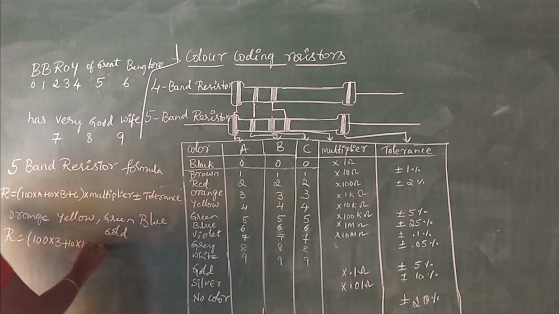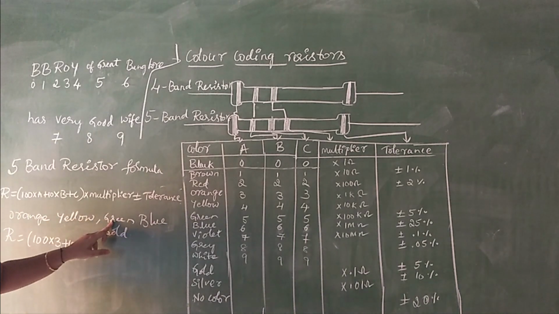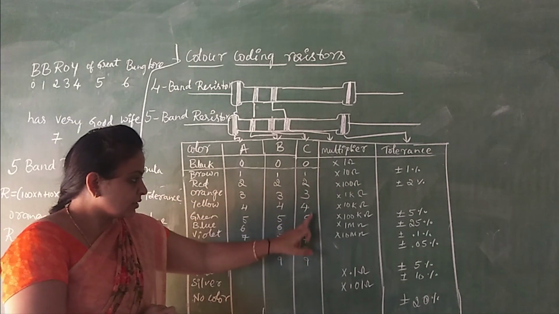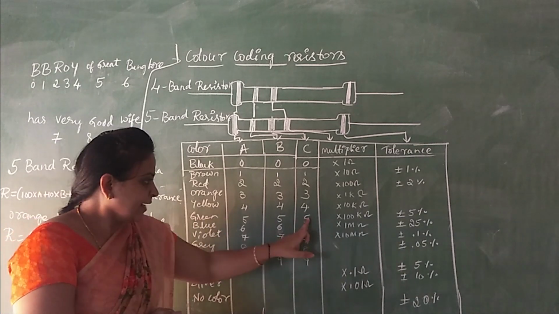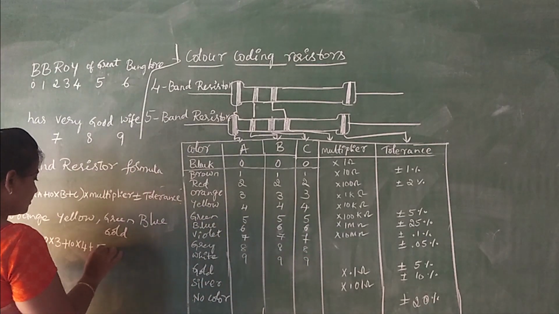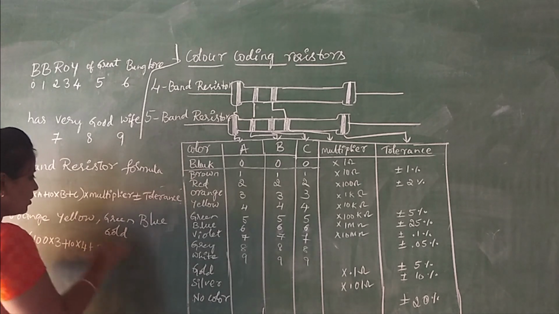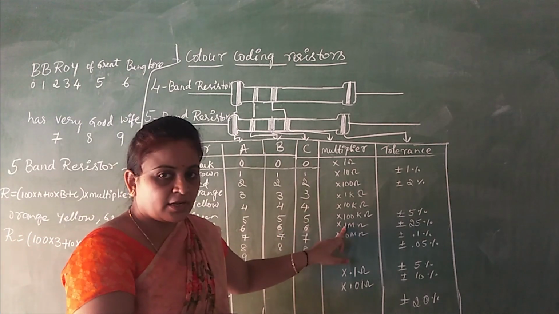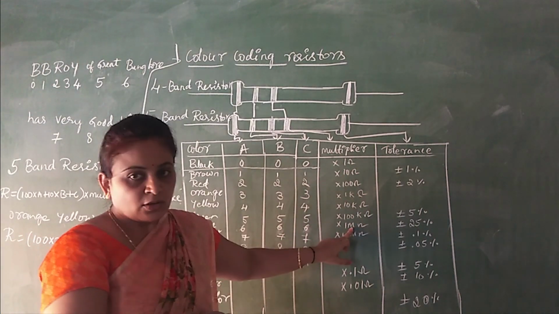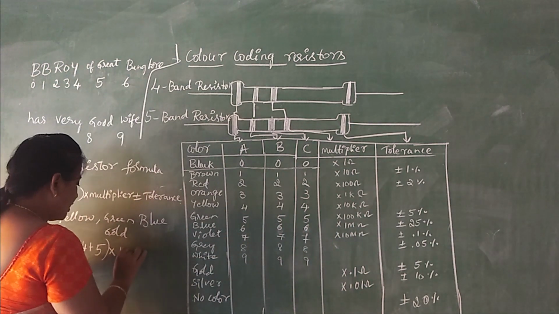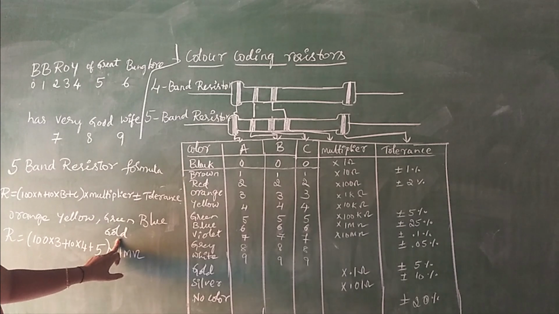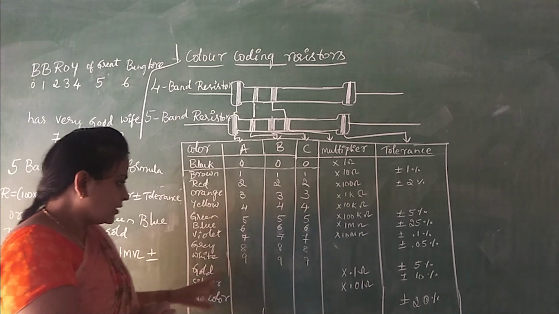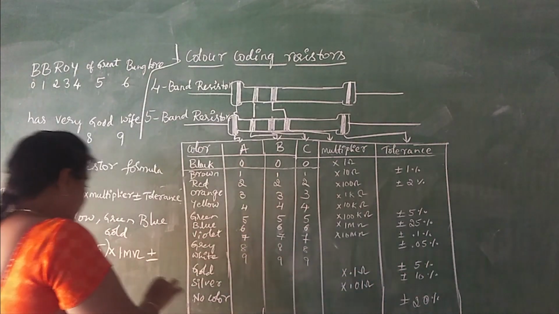Next, plus C. C means the green color here. So go for green, where it is green in the C column. Green indicates 5, plus 5. Close the bracket, into multiplier. The multiplier is the blue color. Blue stands for 1 mega ohm in the multiplier column. Right, 1 mega ohm. Next, lastly, we have the tolerance band, plus or minus, gold, that is plus or minus 5%.